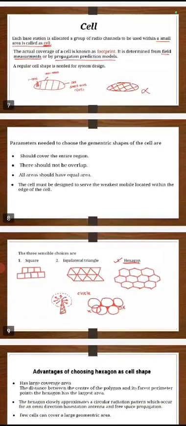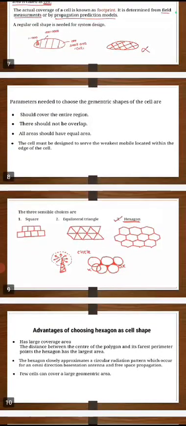Now let's see what a cell is. Each base station is allocated a group of radio channels to be used within a small area, which is called a cell. Next, the actual coverage of a cell is known as the footprint. It is determined from field measurements or by propagation prediction models. Now let's see why a regular shape of the cell is needed for system design.